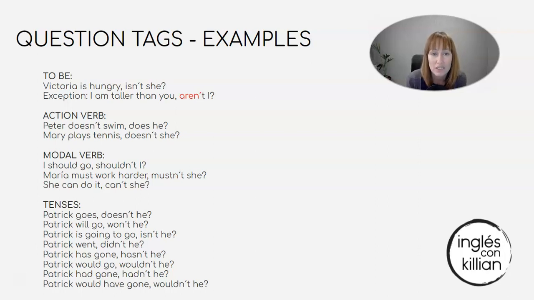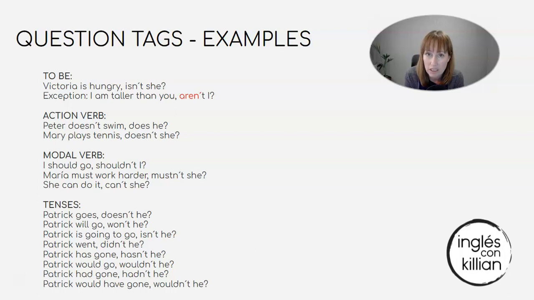If you're using the action verb, you use the auxiliary, do. He doesn't swim, does he? Or she plays tennis, doesn't she? Okay? So you need to have a degree of grammar for this exercise. It's not a beginner's exercise, okay? It's more lower intermediate level. So if it's difficult for you yet, practice it a little if you like, but there's no hurry to learn this, okay? I should go, shouldn't I?